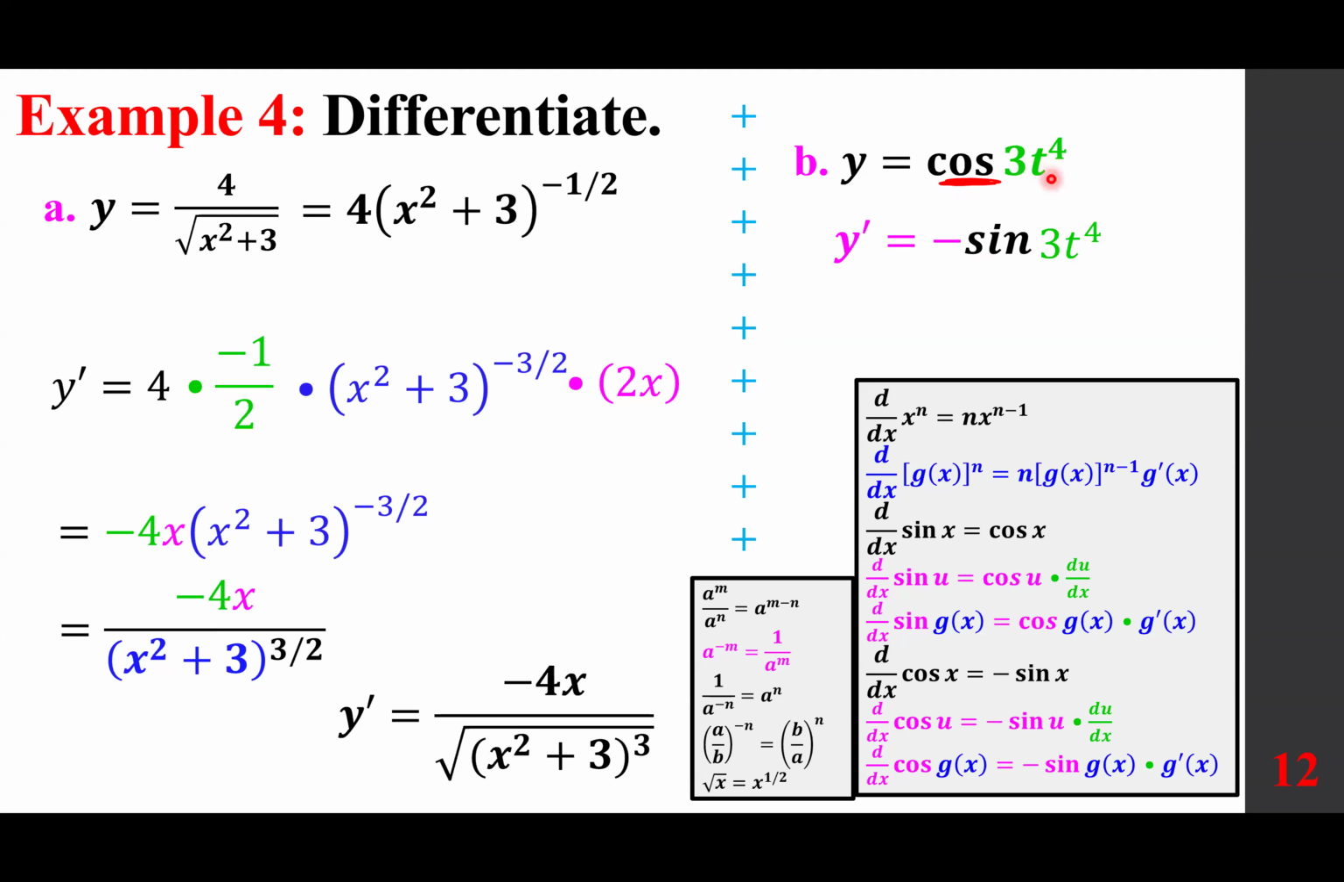And now, if this is t or x or theta, you're done. But it's a function of t, and that means g prime of x, or in this case, g prime of t. That means you have to differentiate using the chain rule. That gives you 12t cubed. You put that in front, and that becomes the final answer. So y prime is negative 12t cubed, sine of 3t to the power of 4 as the final answer.